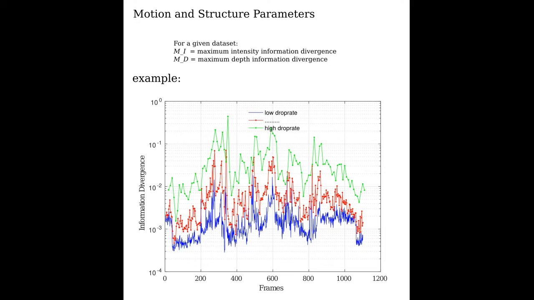As MS parameters, we determine the maximum intensity and depth divergence values experimentally, using datasets. We determine these values by skipping frames at regular interval and calculating the frame-to-frame divergence.